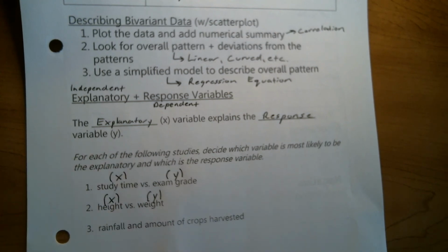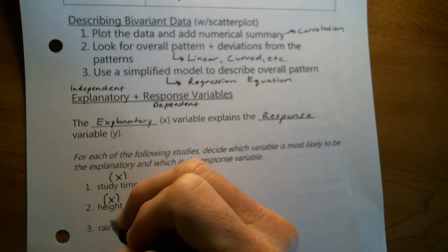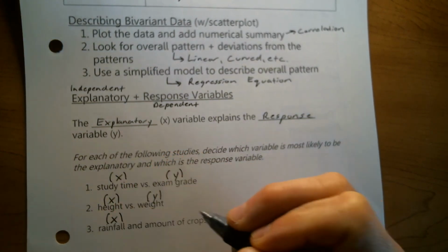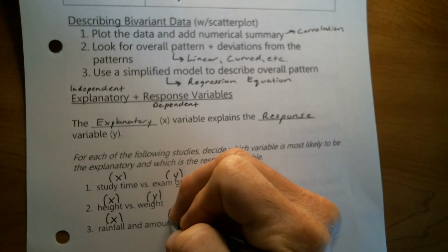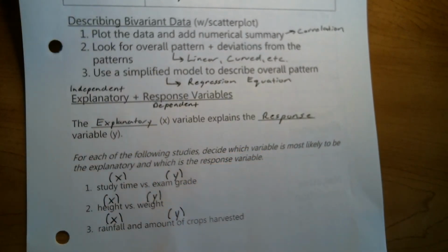And then rainfall and amount of crops harvested. Again, I'm just going to say the rainfall helps determine the amount of crops. If you have too little rainfall, you might not have a lot of crops. If you have just the right amount of rainfall, you might have a lot of crops. And if you have too much rainfall, you might actually end up with less crops. So this might not be a straight linear relationship here. There might be a curve to this relationship because there's sort of a sweet spot. And too little is bad and too much is bad.